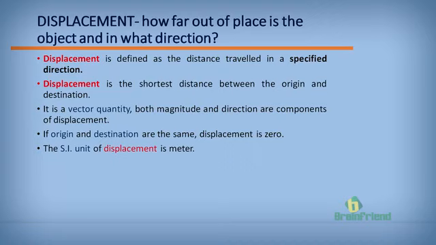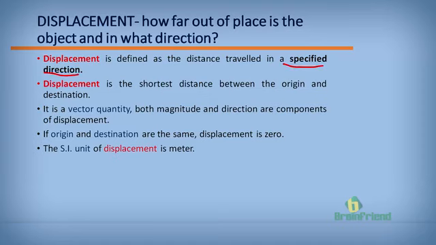Now, we've said a lot about distance. Why don't we look at displacement? Let's take a look at what displacement means. It means how far out of place an object is and in what direction. Displacement is gotten from position. We said earlier that position is a vector quantity, and displacement talks about how far out of place and in what direction. So displacement is defined as the distance traveled in a specified direction.